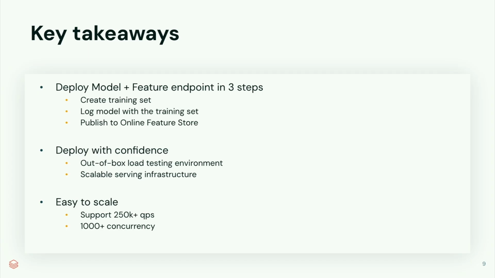And now with Databricks, you can also deploy with confidence. We provide you an out-of-the-box load testing environment to guide you through every step of the way to determine how you can achieve the target. And we have a very scalable infrastructure underneath as well. We are constantly improving our infrastructure. We showed a 20K QPS example result, but we can actually go way beyond that, as high as 250K QPS. That's not a problem. And we can go even higher on concurrency. If you need 1,000 concurrency for your enterprise needs, we can provide that as well. So again, the improvement is always underway.